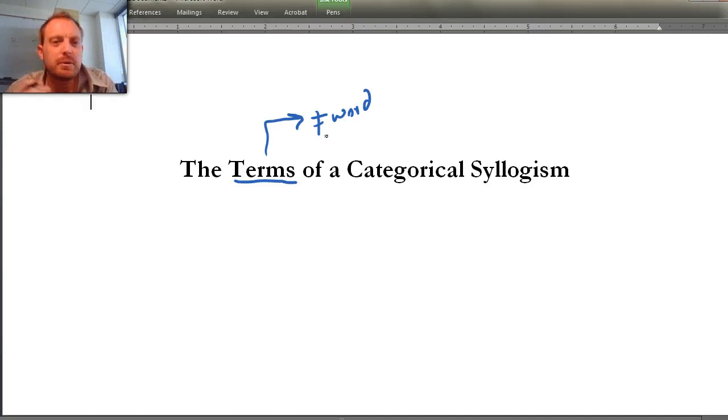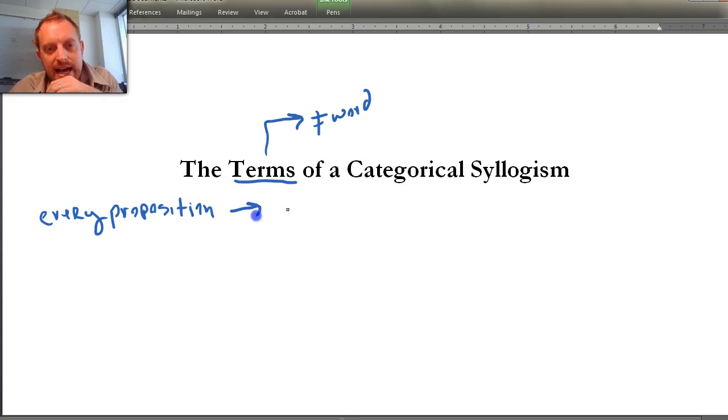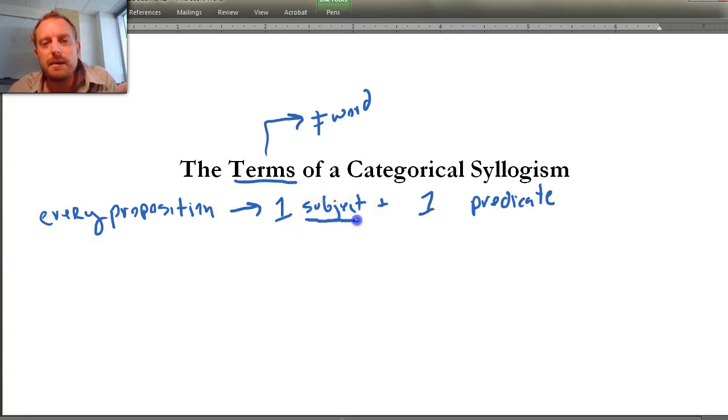Okay. Now, in a proposition, we have subjects and predicates. Remember that. So every proposition, I'll just write this down. Every proposition has one subject and one predicate. Okay? That's sort of a review, but you're going to see that's important, because if a categorical syllogism has three different statements, then there are actually three different propositions. That means there's going to turn out to be three different terms in each syllogism.